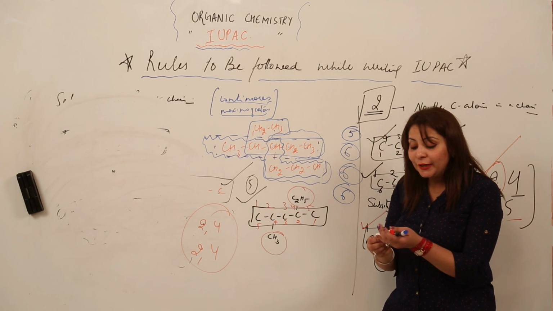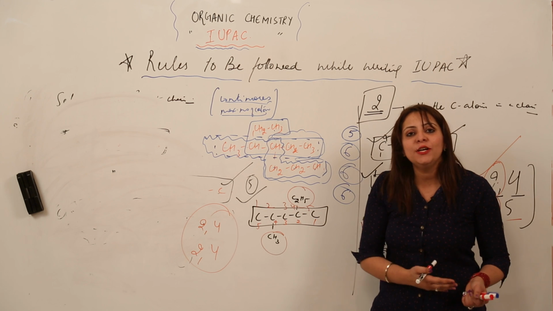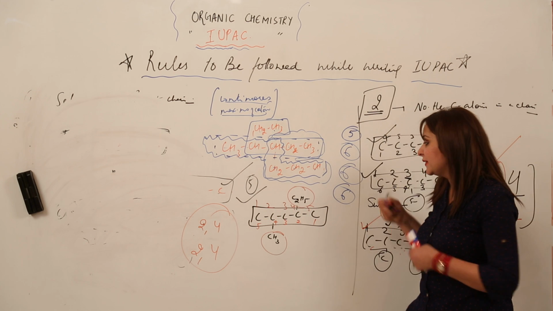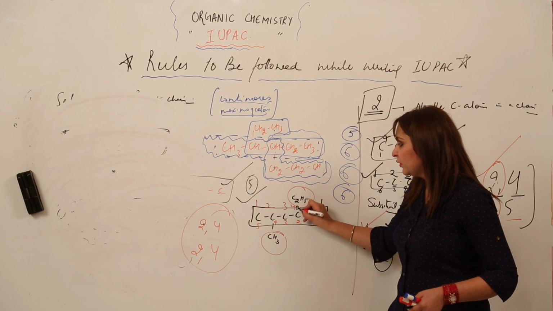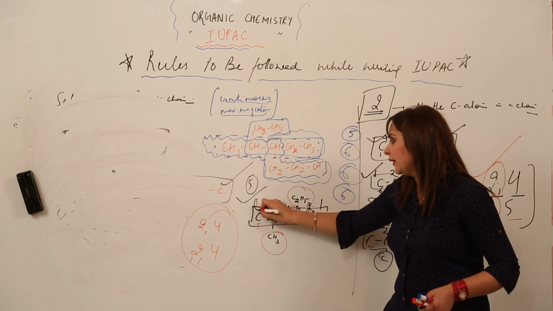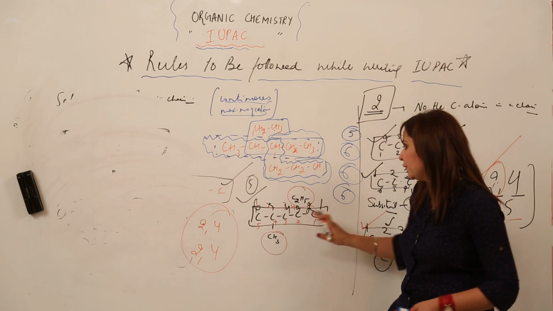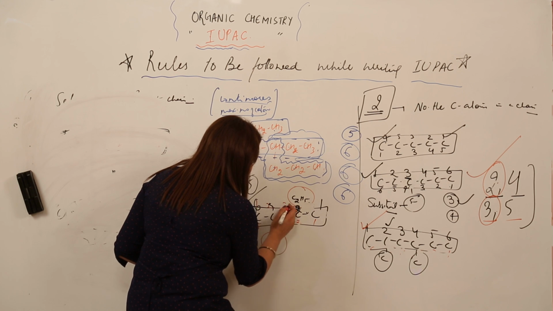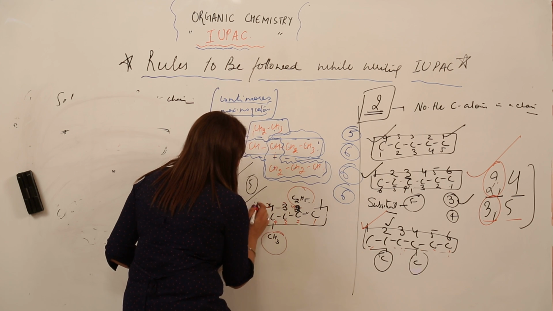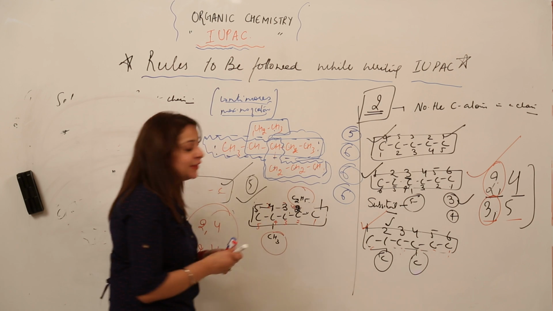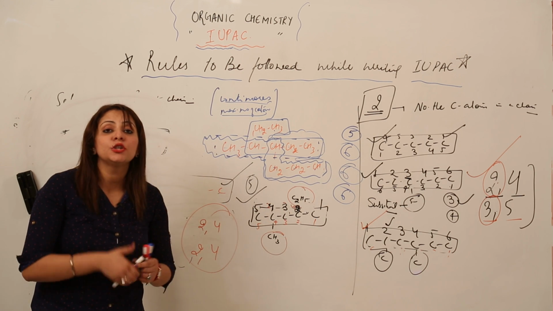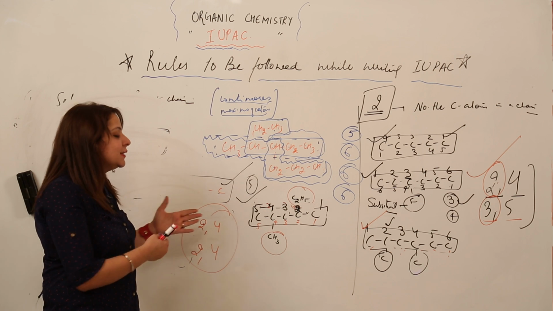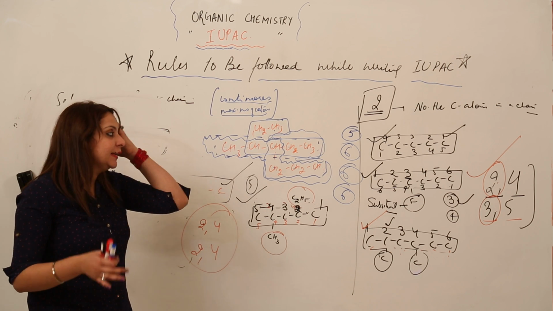So which side of numbering will be preferred? The side in which the ethyl group gets the number 2, right? So that means this one, 1, 2, 3, 4, 5 and 6. Sorry, I missed some numbers. 1, this is 2, this is 3, this is 4 and this is 5. That means we specify the position in which the ethyl group gets the number 2 and the methyl gets the number 4, right?